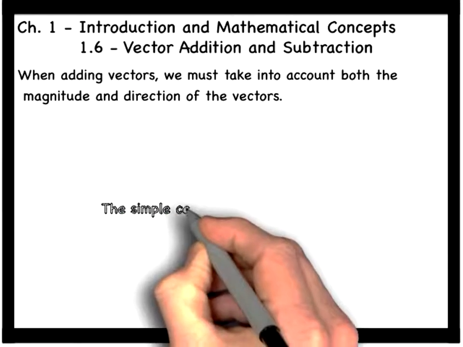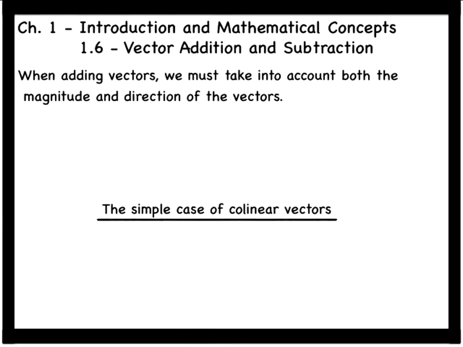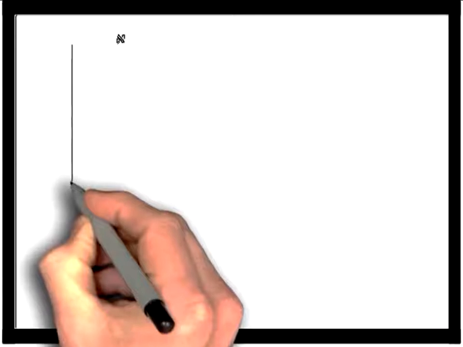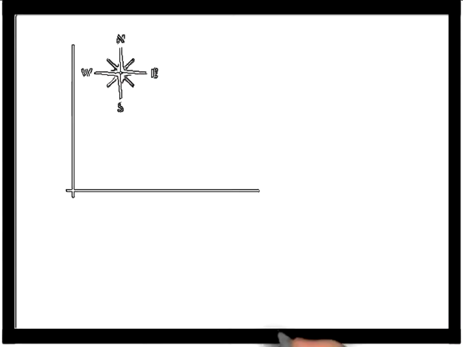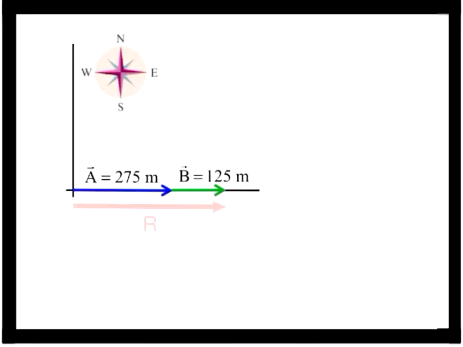of the vector. The simplest case occurs when the vectors being added are collinear, which means they point along the same direction. Consider the example of a car moving along a straight line. The car first moves with a displacement vector A equals 275 meters due east. The car then moves again in the same direction with a displacement vector B, which equals 125 meters due east. These two vectors add together to give the total displacement vector r of the car. The letter r is used since the total vector is often called the resultant.